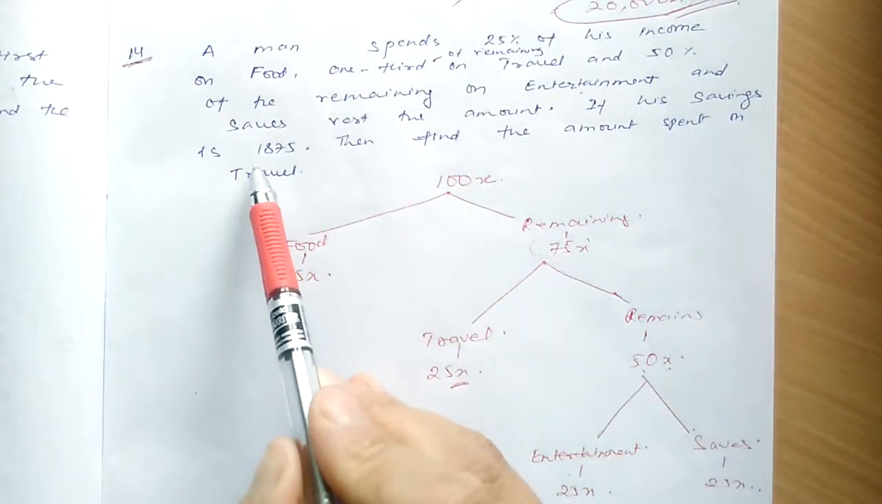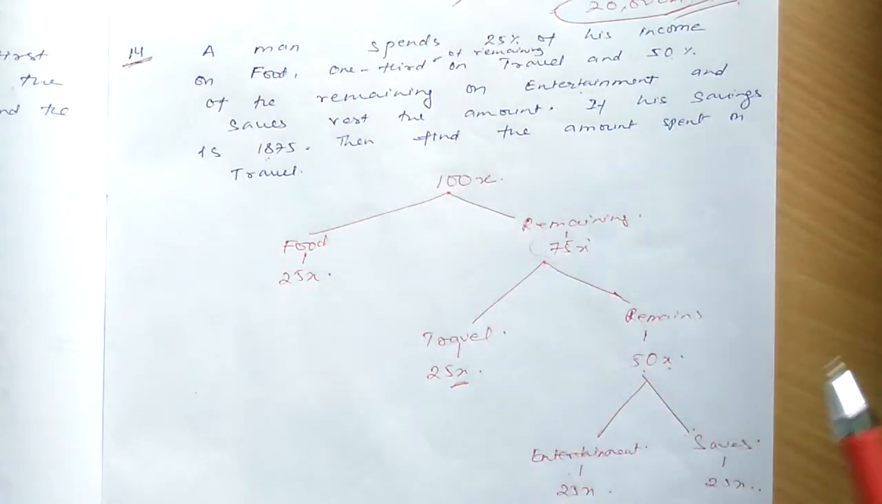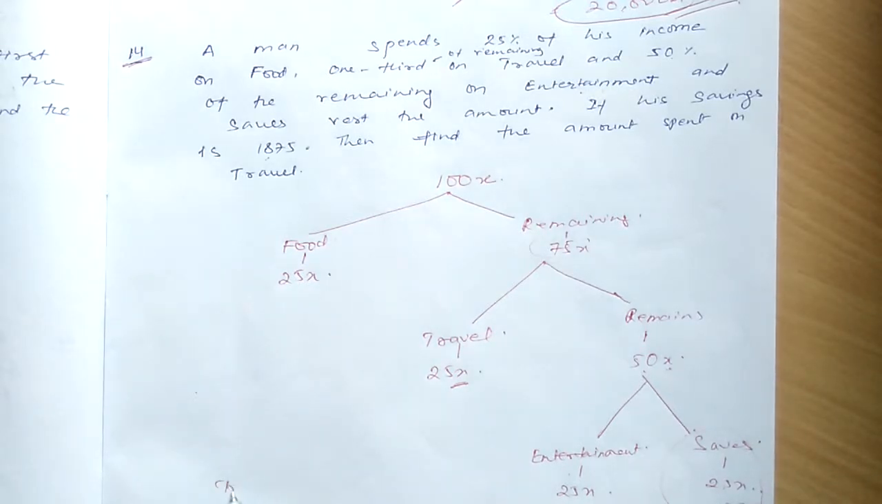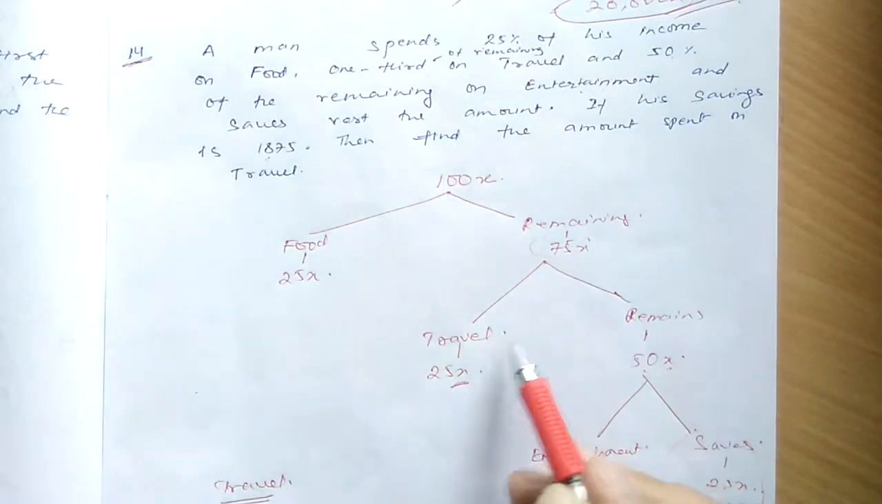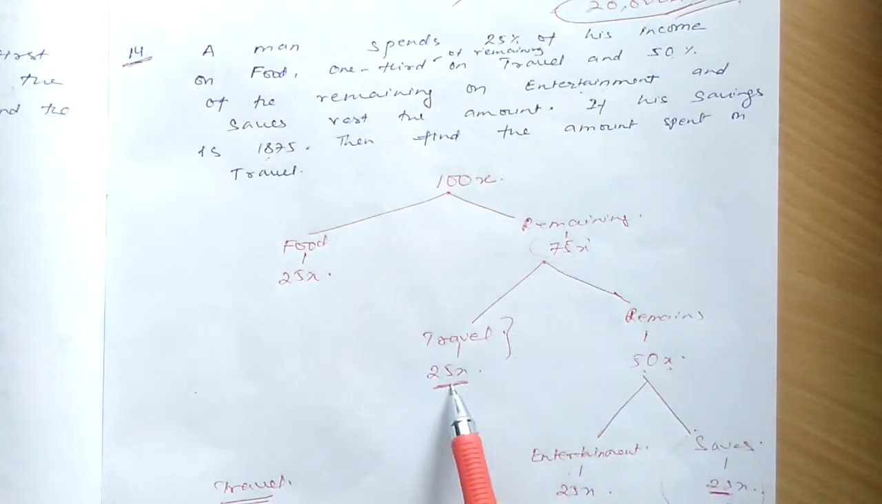If his savings is 1875, then find the amount spent on travel. So his savings is equal to 1875 according to the question. Now 25x is equal to 1875. We need to find the amount spent on travel. His savings is 25x, his travel expenditure is 25x. So automatically the expenditure on travel will be 1875 itself.